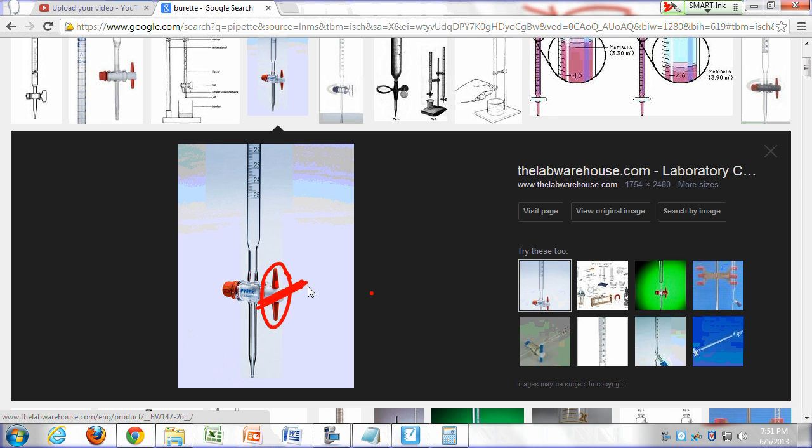So the way this is set up is, if you have a liquid in here, and this is open, the liquid will flow out. You read the level of the liquid in the burette before and after you've dispensed your liquid. For example, if your liquid level starts out at 22 and ends up at 24, that means you've delivered 2 milliliters.